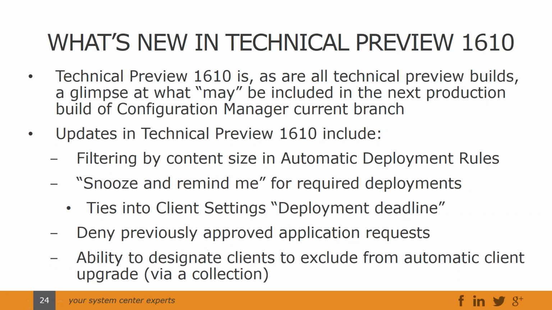The next one is the ability to deny a previously approved application request. If you've ever worked with the application model and you've delivered software and stated that this software requires administrator approval, in the application catalog the end user clicks the app they want to install, clicks the request button, fills in their reason why they want it, and clicks submit. It goes to the admin console, and the administrator goes to the application approval request area, and they approve or deny.